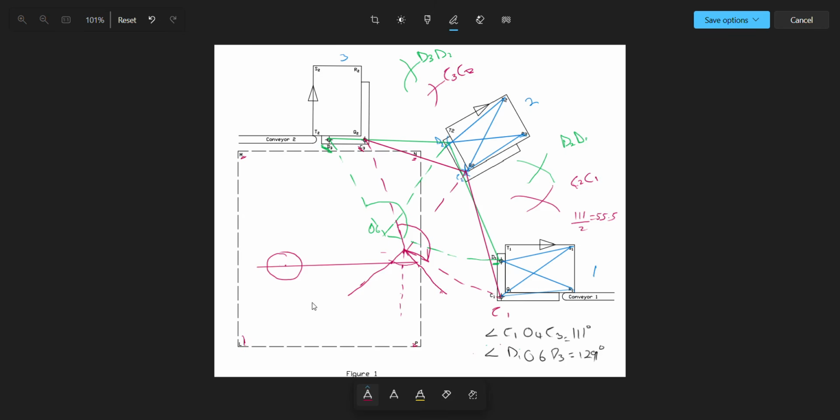And then there are some measurements. You measure transmission angle. So transmission angle is the acute angle between the coupler and then the rocker.